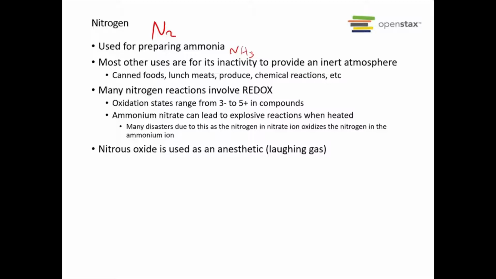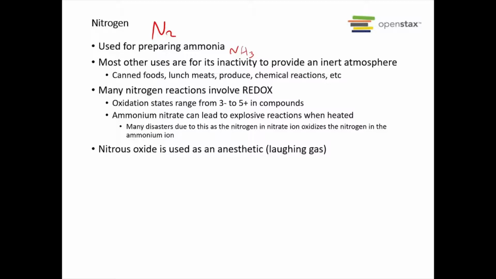Many reactions with nitrogen involve redox reactions, because nitrogen itself, the atom, can have oxidation states ranging from 3- upwards of 5+ in compounds. Ammonium nitrate is an example of a nitrogen compound, and it can lead to explosive reactions when heated. So this is a redox reaction, and ammonium nitrate is often used in fertilizers.